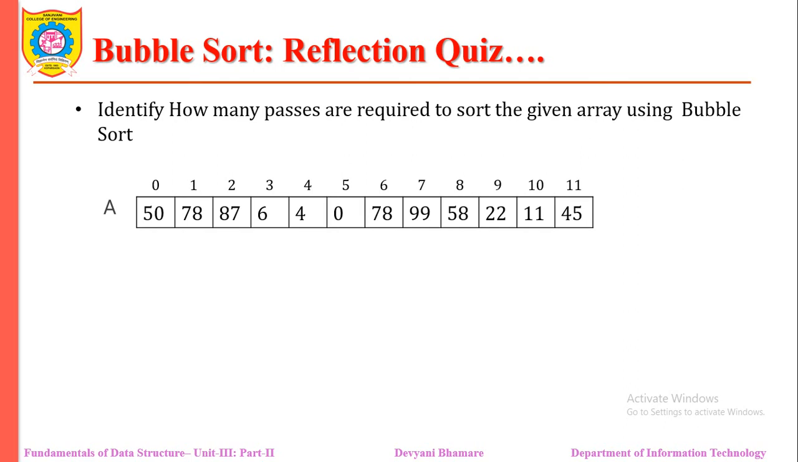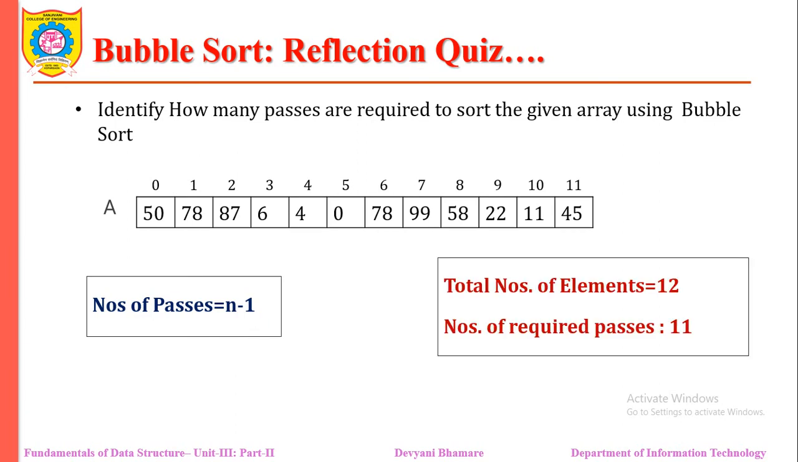Dear student, I expect you might have solved that example. Let me see what the answer is. We know that for bubble sort, n minus 1 passes are required. So here there are a total of 12 elements. That's why the number of passes is 11. So in bubble sort, the number of passes required is n minus 1. And bubble sort is called an in-place sorting technique.